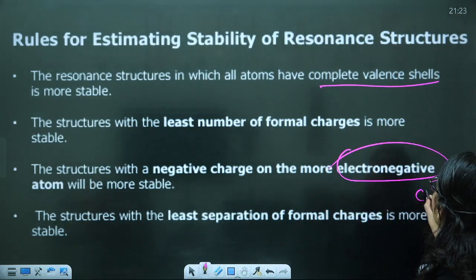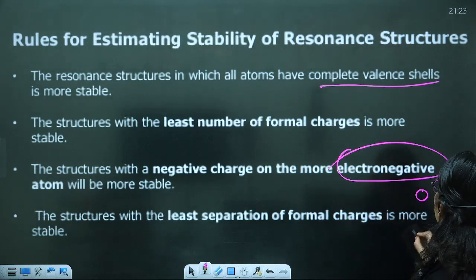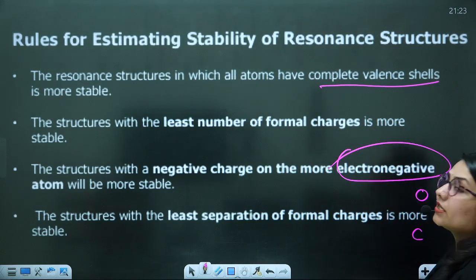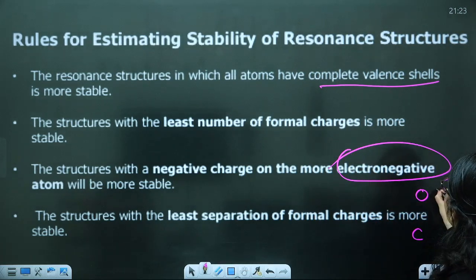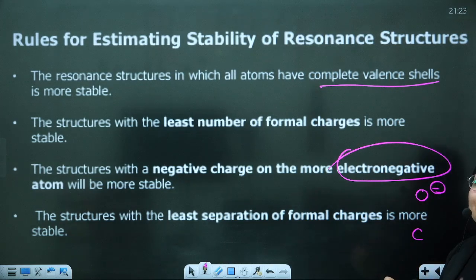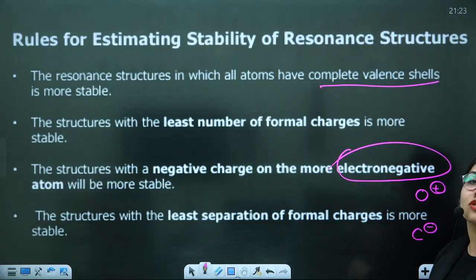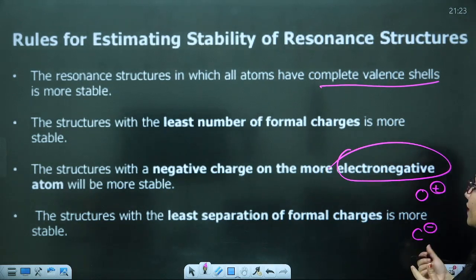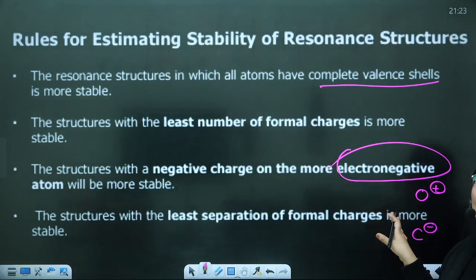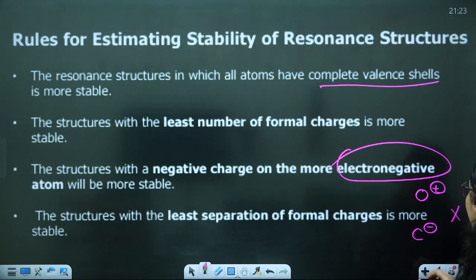If O is present somewhere and another atom C is present in a molecule, and the negative charge is on O, then that structure is stable. But if the negative charge is on C and the positive charge is on O, then it will not be stable. The reverse is also true.